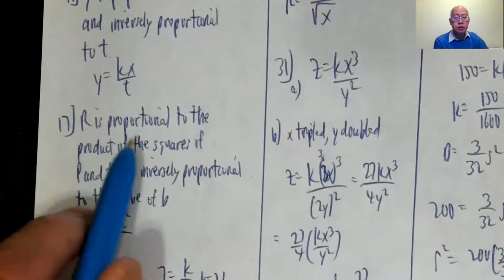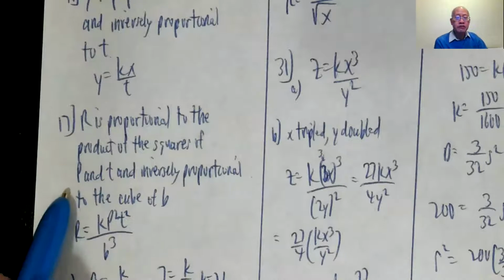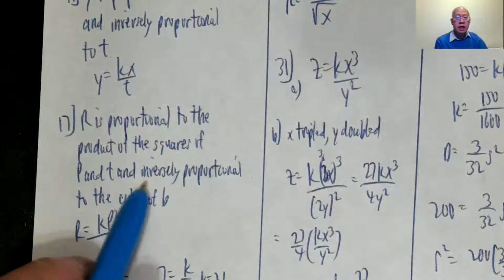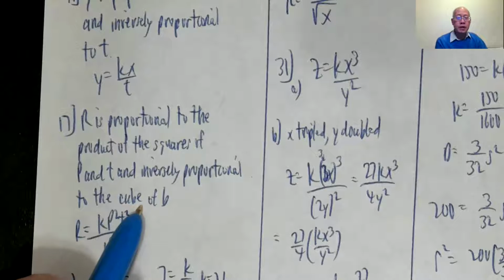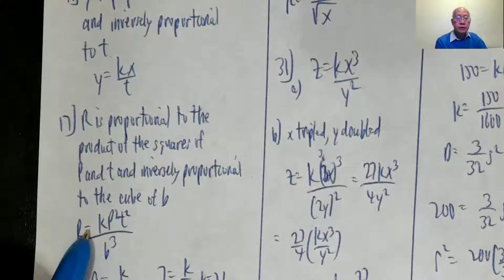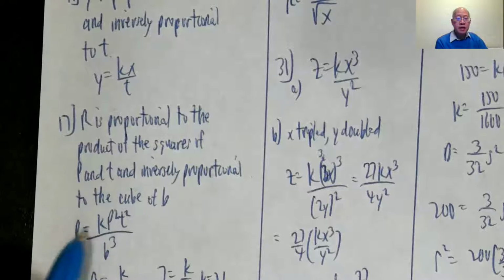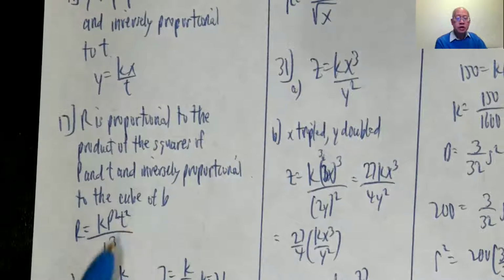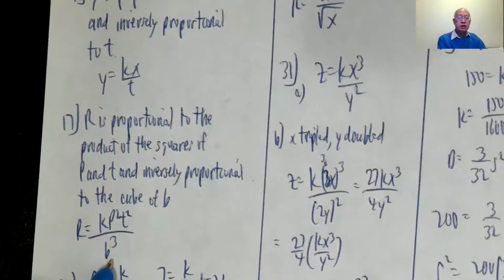17, r is proportional to the product of the squares of p and t, and inversely proportional to the cube of b. So r is k, the square of p and t, p squared, t squared. Inversely means put in the denominator, cube of b is b cubed.